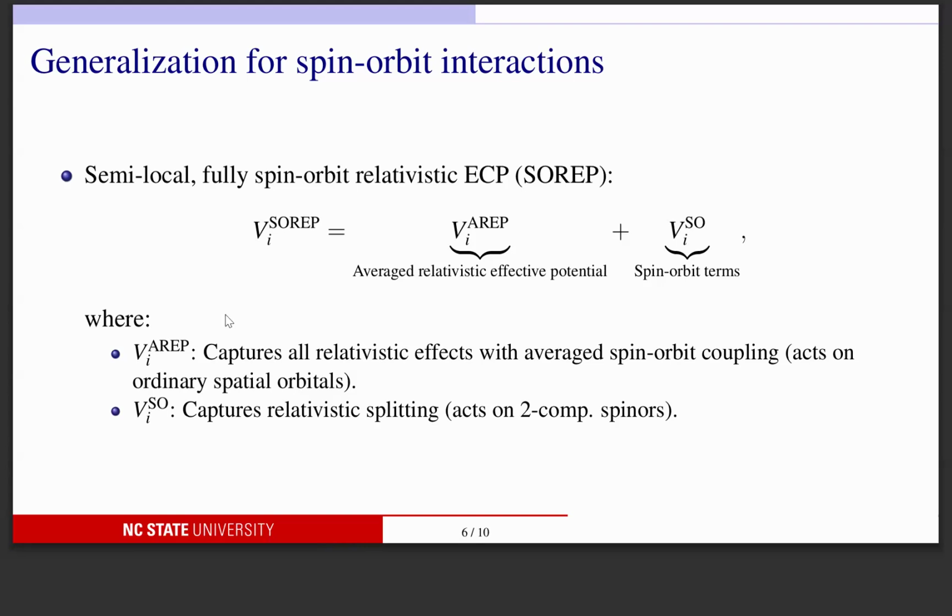In contrast with scalar relativity, the average relativistic effective core potential is a static one-component calculation that averages spin orbit effects weighted by orbital angular momentum, and the spin orbit relativistic effective core potential that includes the spin orbit terms is the true two-component relativistic pseudopotential, which contains explicit treatment of spin orbit in the valence Hamiltonian.